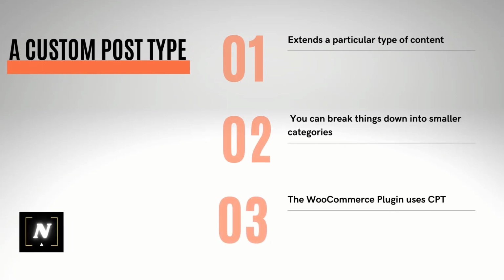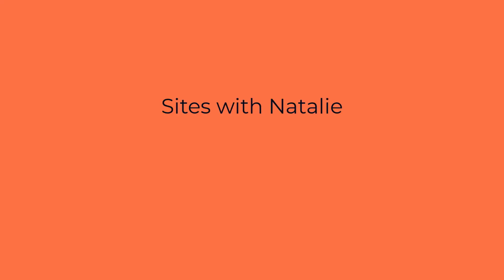A custom post type extends a particular type of content. It allows you to break things down into smaller categories. For example, if you want to have a section on a specific subject like books, it's better suited to creating a custom post type. An example I can give you: on my own website, I have WooCommerce from my list. When installed, you get this WooCommerce custom post type named products. It provides a simple way for users to enter information.